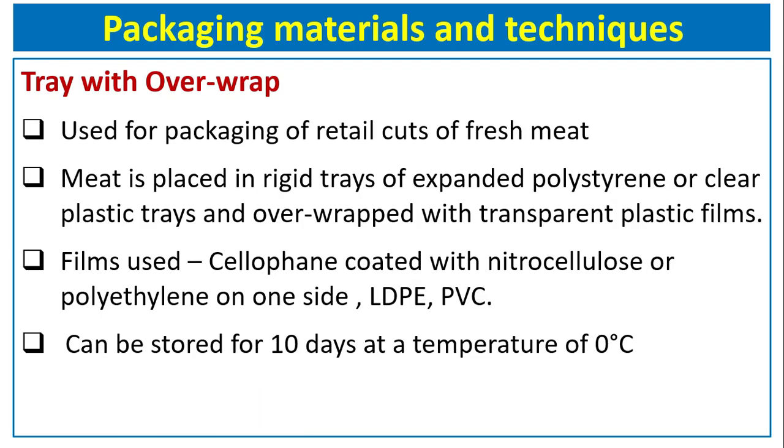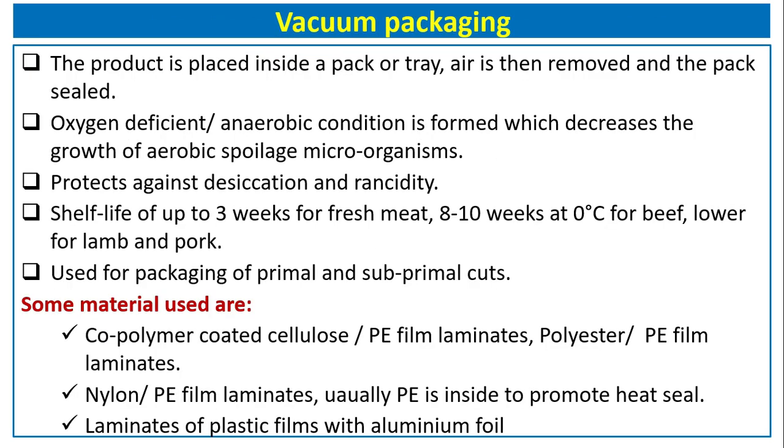Packaging materials and techniques. Tray with overwrap. Used for packaging of retail cuts of fresh meat. Meat is placed in rigid trays of expanded polystyrene or clear plastic trays and overwrapped with transparent plastic films. Films used are cellophane coated with nitrocellulose or polyethylene on one side. LDPE and PVC are also used. It can be stored for 10 days at a temperature of 0 degrees Celsius.